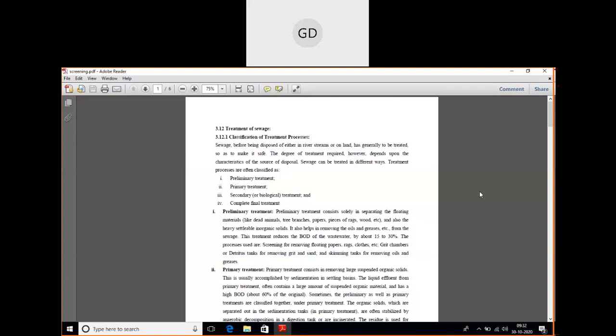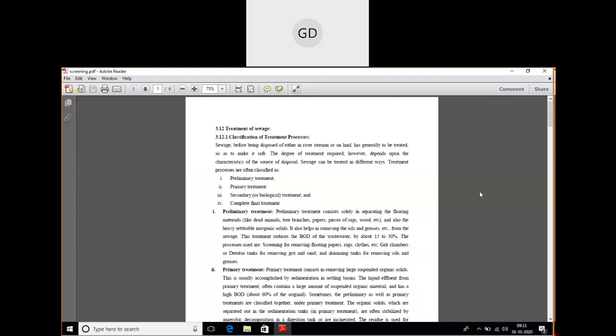How much treatment needs to be given to a sewage, or you can say the degree of treatment required, depends upon the characteristics of the source of disposal. For sewage treatment, there are four types of treatment. Number one is your preliminary treatment.